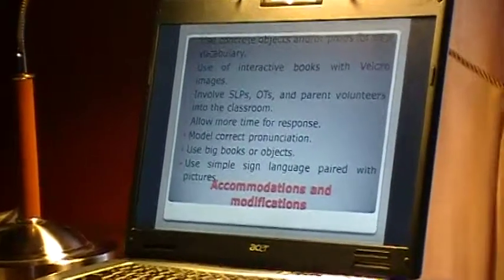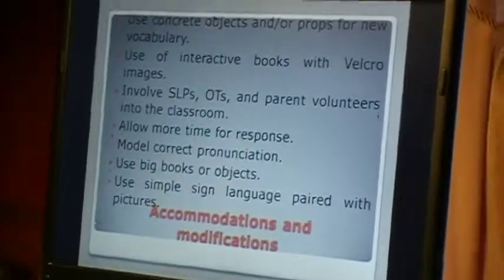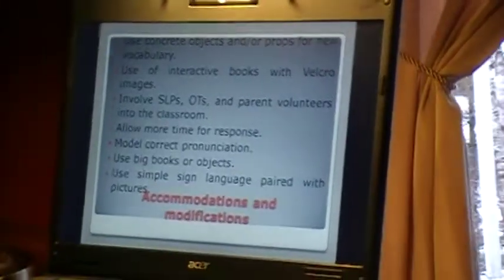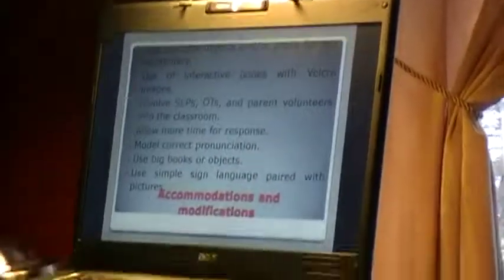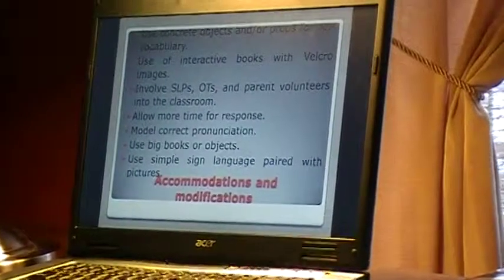Let me just put them away. Children, particularly nonverbal children, like interactive books with Velcro images that can be easily removed and replaced. Speech and language pathologists can help with vocabulary selection and communication systems. OTs can help with adaptive devices such as wiggle seats.